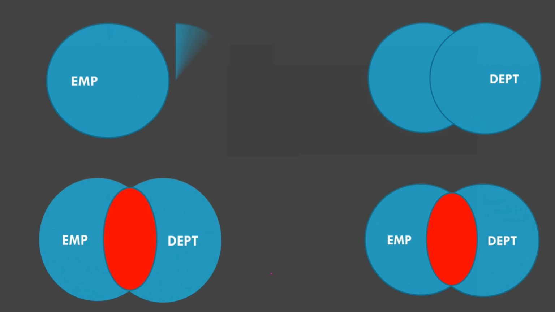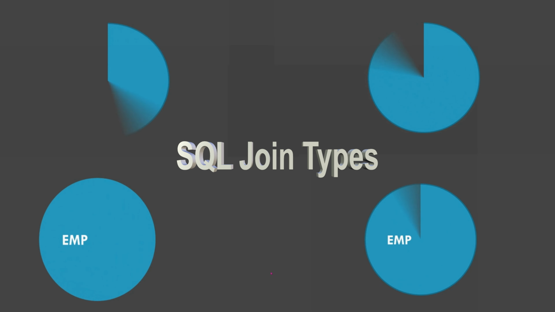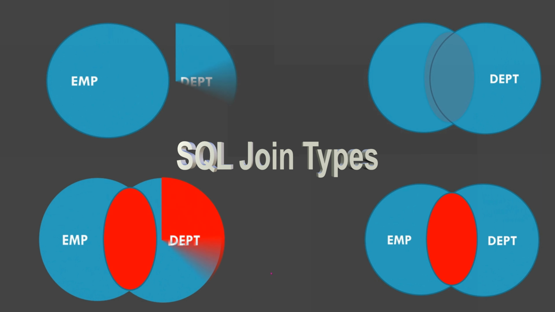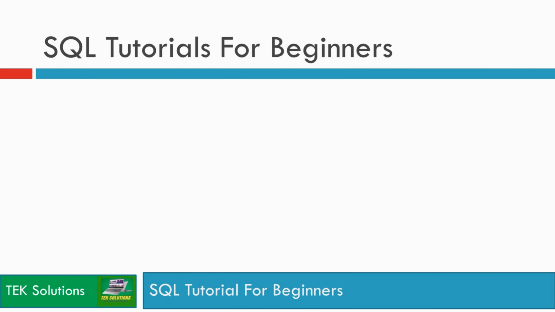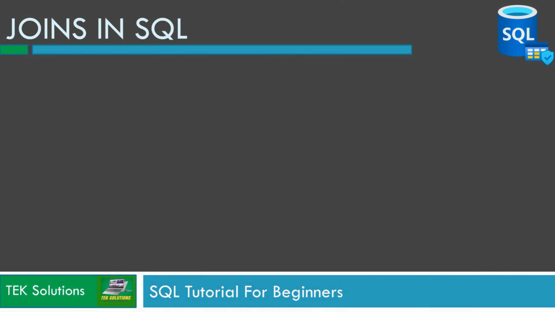Let's understand the types of joins in SQL in simple language. What is expected from this tutorial? What are joins and types of joins? Let's see what are joins. Joins in SQL.